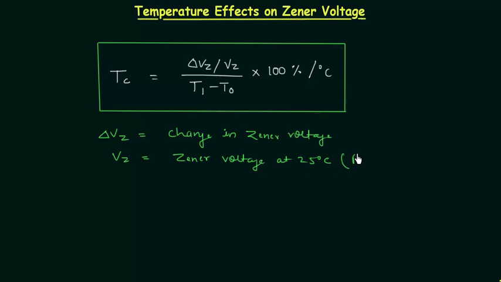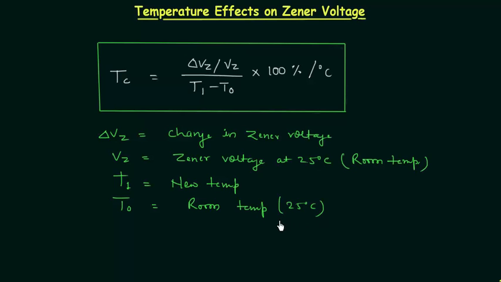25 degrees Celsius is the room temperature. So Vz is the Zener voltage at room temperature. T1 is the new temperature, and T0 is the room temperature, that is 25 degrees Celsius. And if we have these things, we can easily calculate the temperature coefficient, or we can calculate the change in Zener voltage if we have the temperature coefficient.